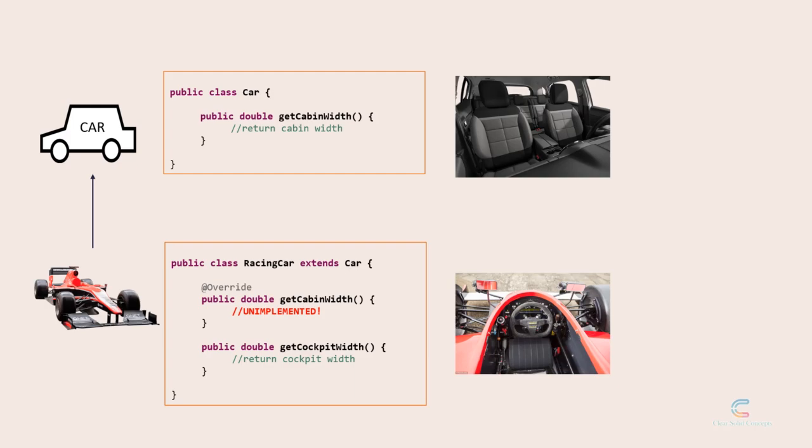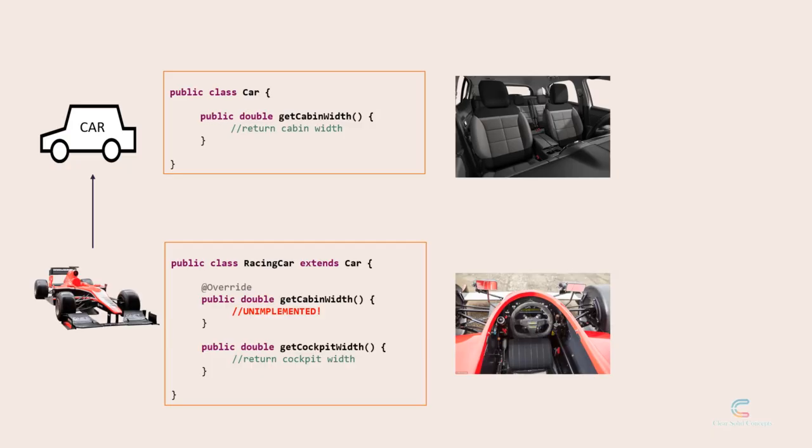In a generic car, we call the width as cabin width. But in a racing car, there is no cabin. The interior space is called a cockpit. So racing cars do not have a cabin width, but they have a cockpit width. So the racing car implements a getCockpitWidth method accordingly.